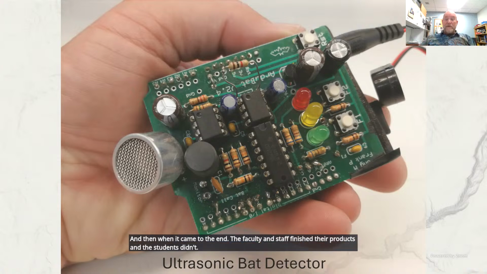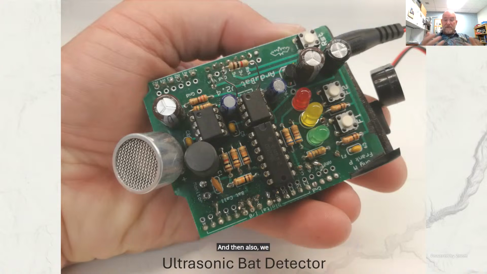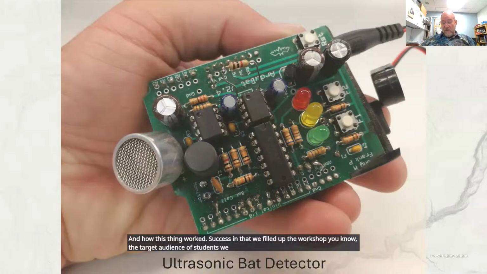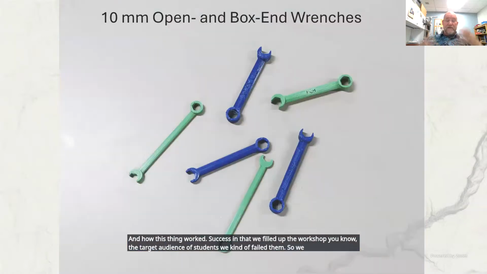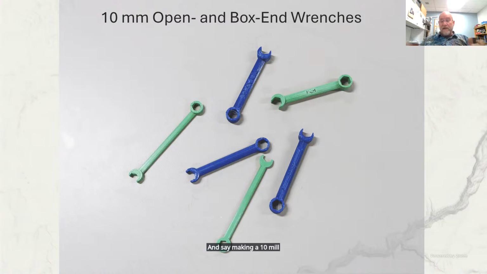And also, we didn't really have the opportunity to discuss what was going on here and how this thing worked. So success in that we filled up the workshop, but the target audience of students, we kind of failed them. So we went to simplify things. With our physics and computer science related folks, let's do something slightly simpler. Let's work on some CAD work and make a 10 millimeter box and open end wrench.